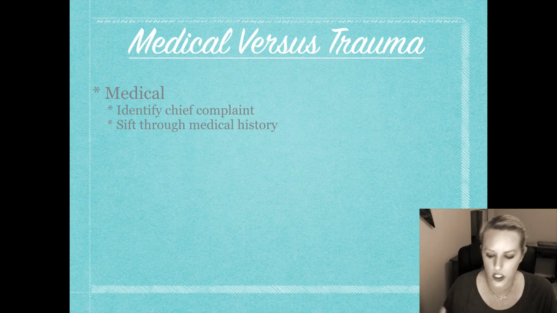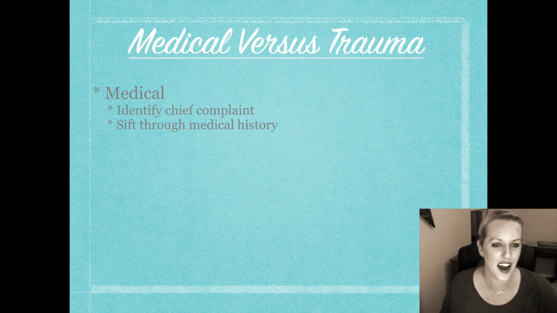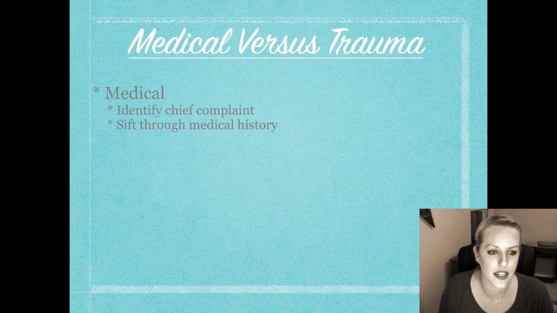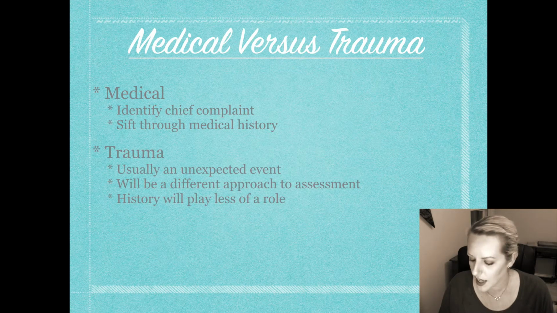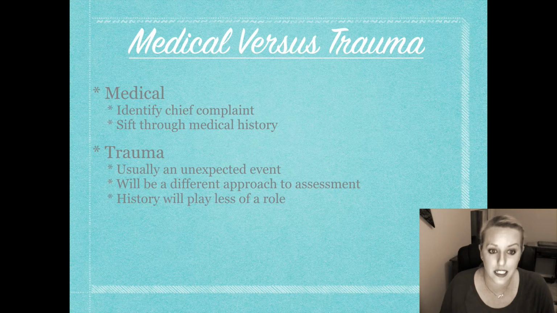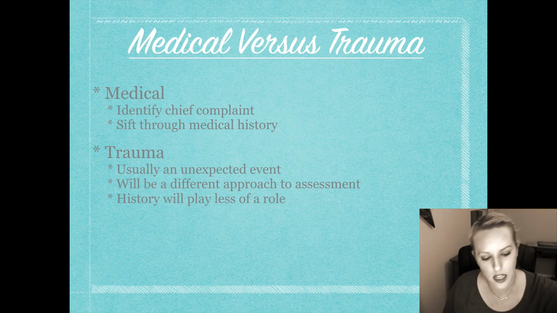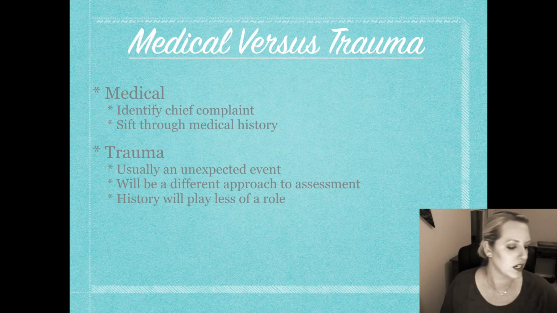So, medical versus trauma. These are the two basic categories that we put everything in. On medical, we need to identify the chief complaint, and then we need to be sifting through all of their medical history. Their medical history is going to give us the best idea of what's actually going on with the patient. And then trauma. This is usually an unexpected event that happens, so there's going to be a much different approach to this assessment, and our history is going to play much less of a role in this process.